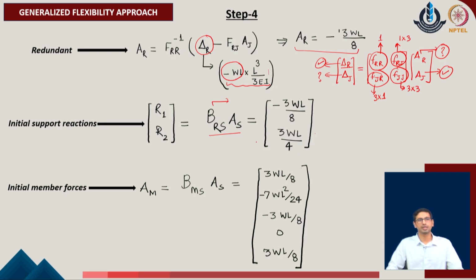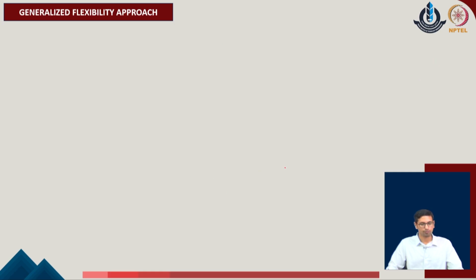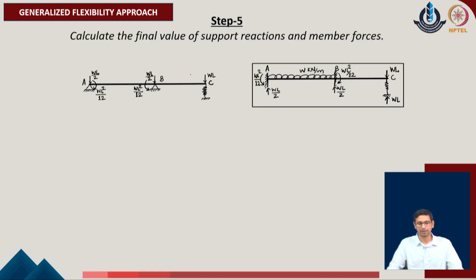We also evaluate the initial member forces, which also appear with respect to the action transformation matrix into A of s in the given system. Now, as we already said that these are not the final values, we need to modify them with respect to those forces which have not been added in the given process up to now, and to do so we realize that this is the given system which was initially identified.